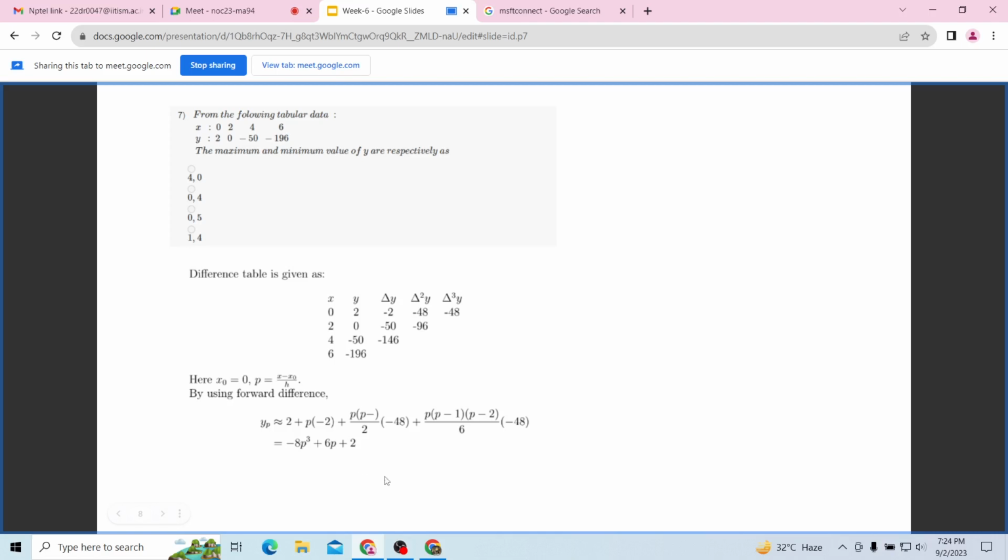Now when you equate it to 0, you will get the maximum value. So just equate dy by dx equals 0. You will get p. See what you are getting? You will get p equals plus minus 0.5, right? So just substitute that p over here. You know x, you know h. Okay. So substitute, you know x naught.